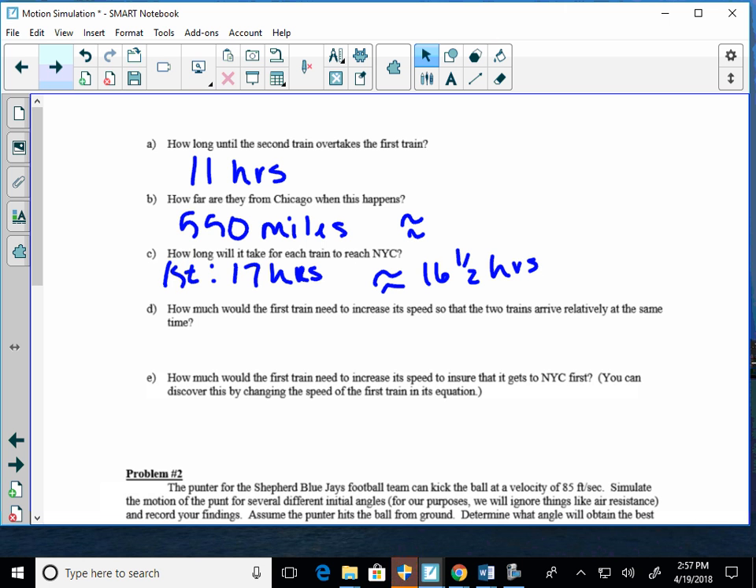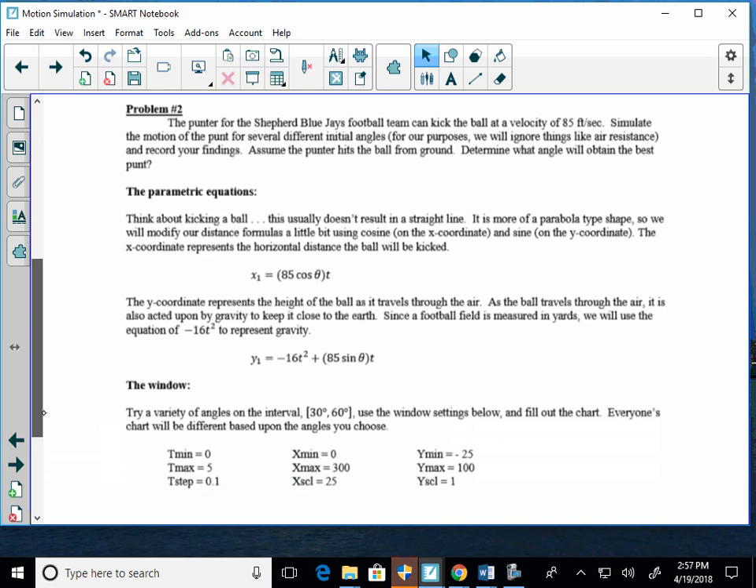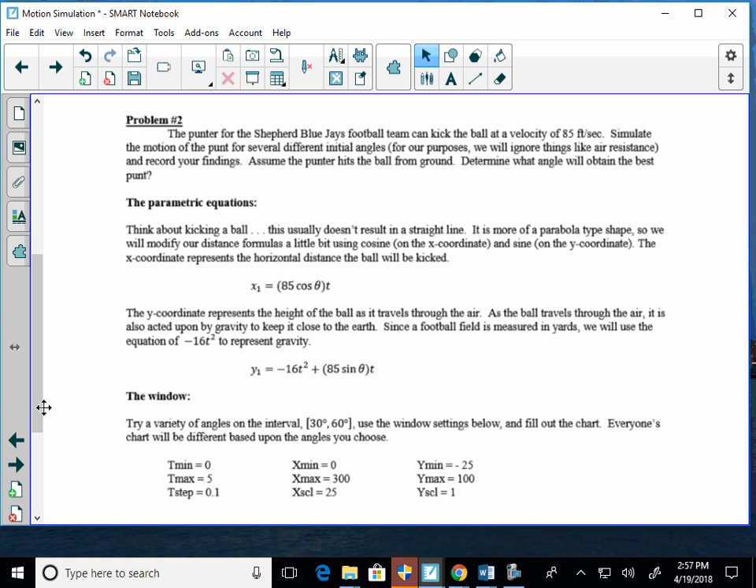Okay, we're going to skip D and E so that we have time to get through all this. So go to problem number 2. And I'm also going to go back to table set, and I'm going to change this back to 1. I'm going to change my startup to 5. And you're going to have to be in y equals, so go ahead and go there and clear it out.